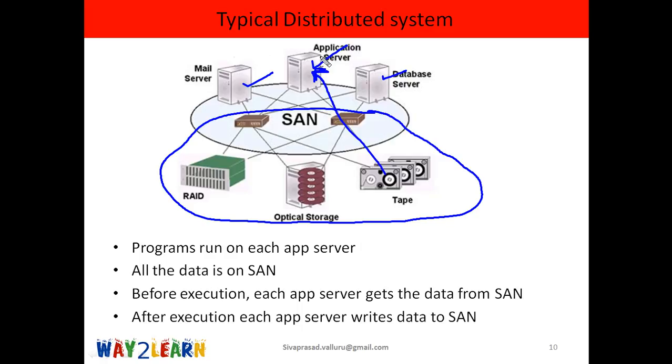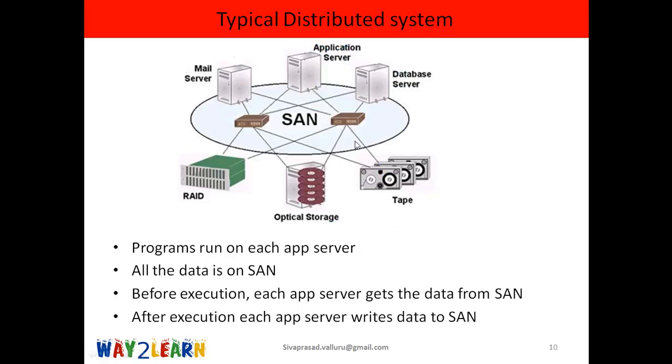Now the processing is very fast. My application servers are very fast, and the processing can be done very quickly. But the problem is that getting the data up to the processor is a big headache, a bottleneck, right? So that is the problem with a typical distributed system.